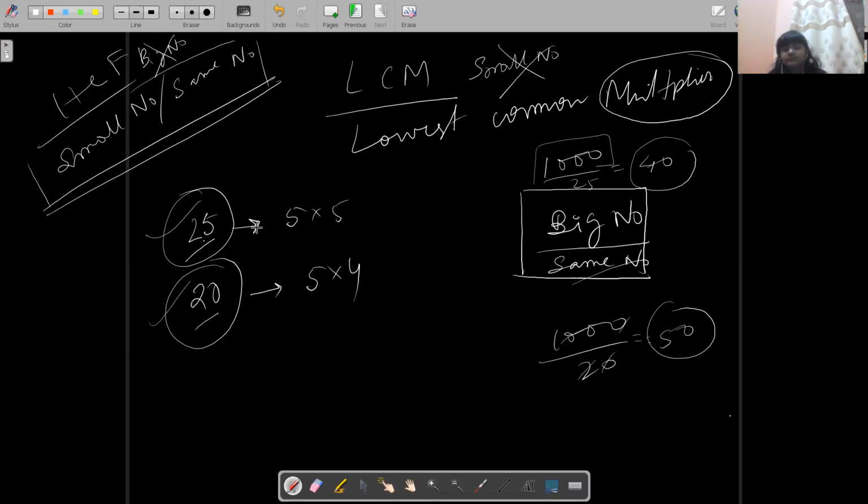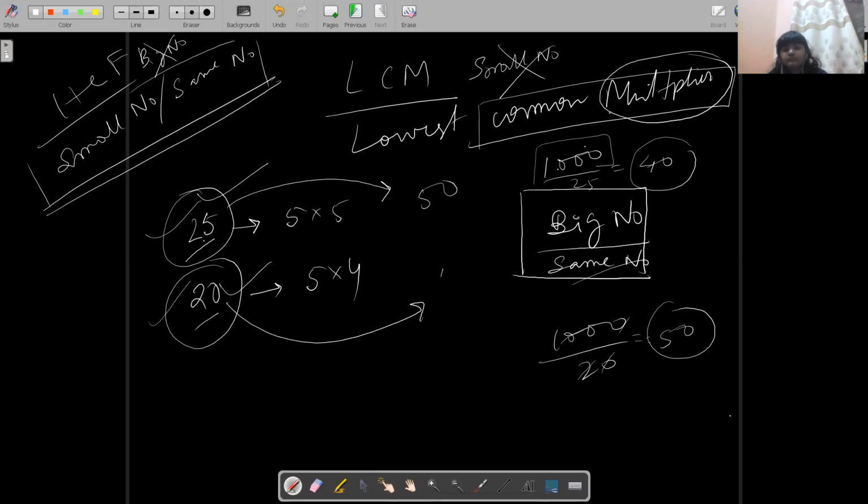1000 is a multiple of 25. 1000 is also a multiple of 20. That's why this 1000 is called a common multiple. See, 50 is also a multiple of 25. 40 is also a multiple of 20.